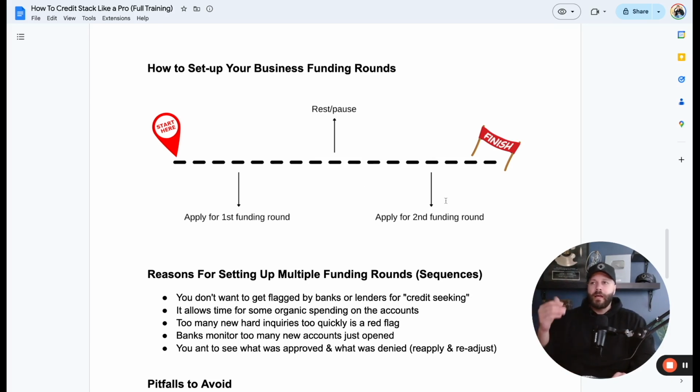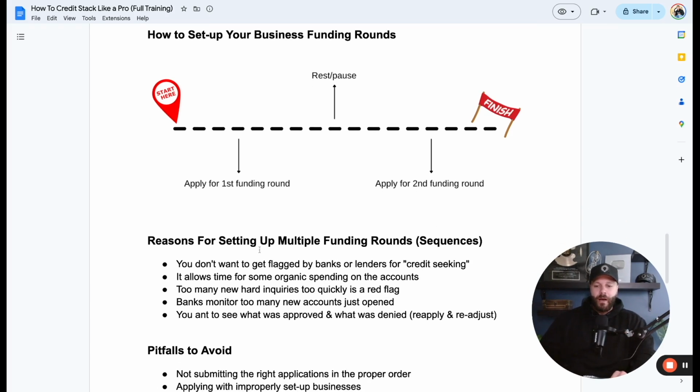So then we would hit either the second set of products at the same banks, or another three banks. So we did banks ABC, we'll do banks DEF as an example, and then we'll rinse and repeat the process. Now, I do have some reasons for why you want to set up multiple funding rounds in these sequences. You don't want to get flagged by banks and lenders for what they call credit seeking, which is what I just broke down with Chase. You start to look desperate to them. This allows time for some organic spending with those new accounts.